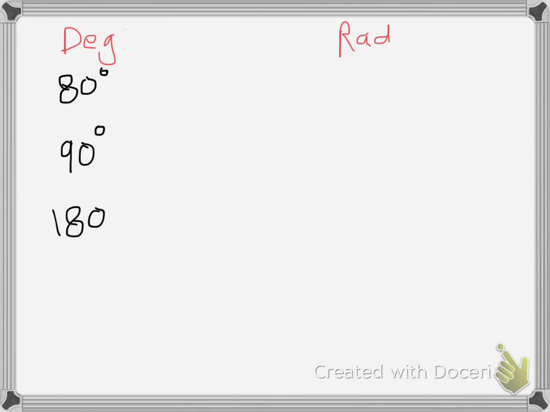Okay, we're learning today how to convert between radians and degrees. So you've got degrees, and you've got radians. Now, in degrees, that's, for example, 80 degrees, 90 degrees, 180 degrees, 70 degrees, and so on.